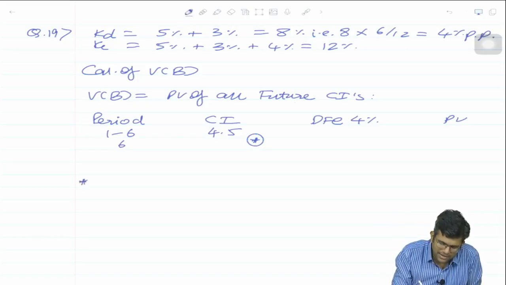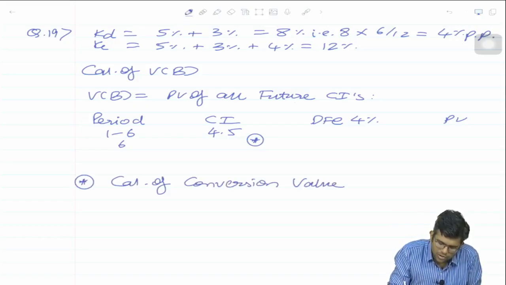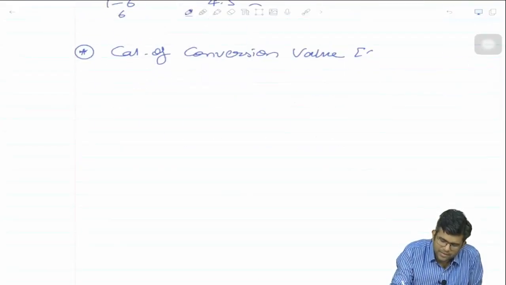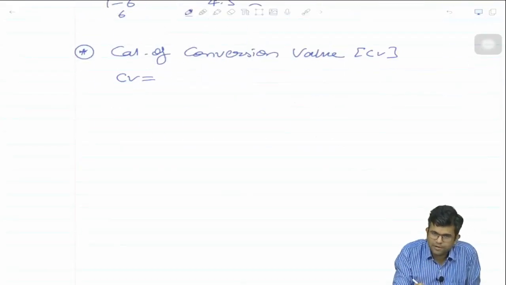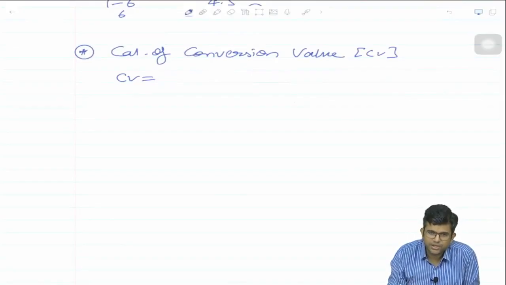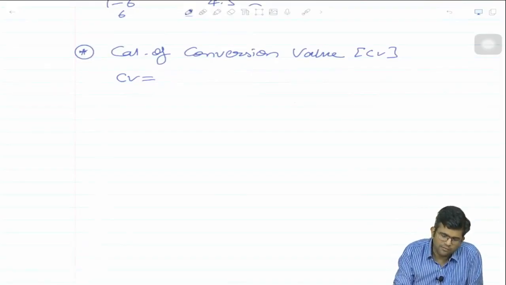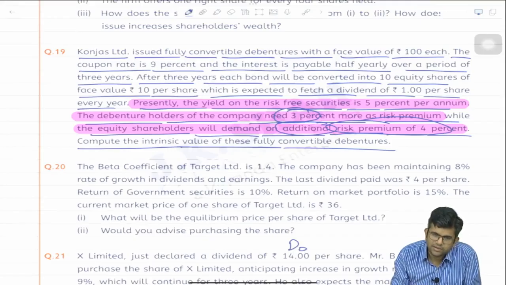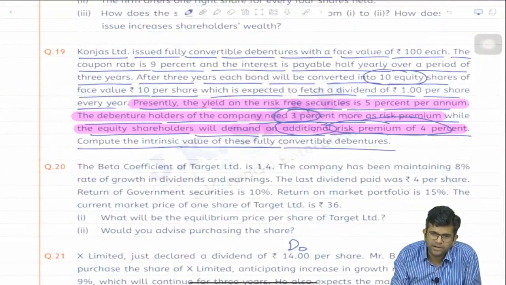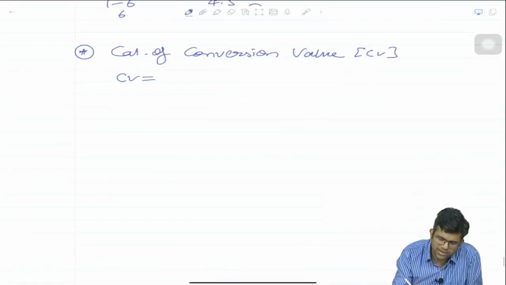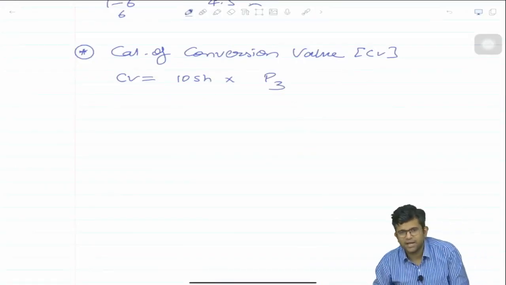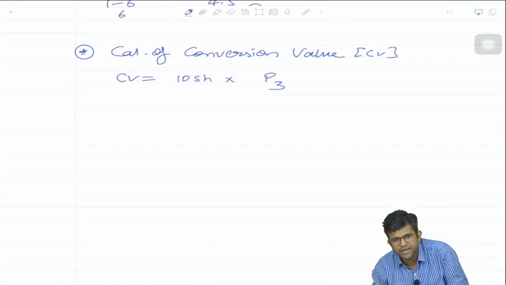So I will say calculation of conversion value. Now students, can I say that conversion value will be, each bond will be converted to how many shares? Each bond will be converted to 10 shares. Correct? So your conversion value will be 10 shares into the price per share. Are you able to understand? 10 shares into the price per share.